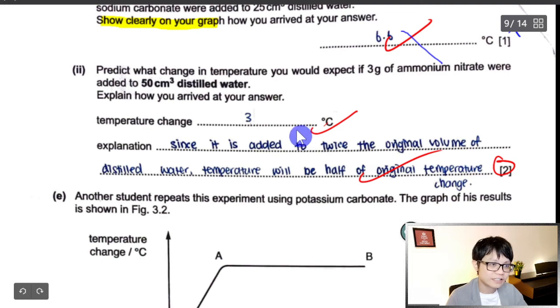Predict the change in temperature as in 3 gram added to 50 cm cubed of distilled water. So eventually you will only get half of the temperature, because the water you added is also double the original amount. So I give this one correct, the student gets it correct. The answer in the marking scheme is the value from the graph divided by 2. So I just give it correct, even though the value is wrong. So I get 52 marks.